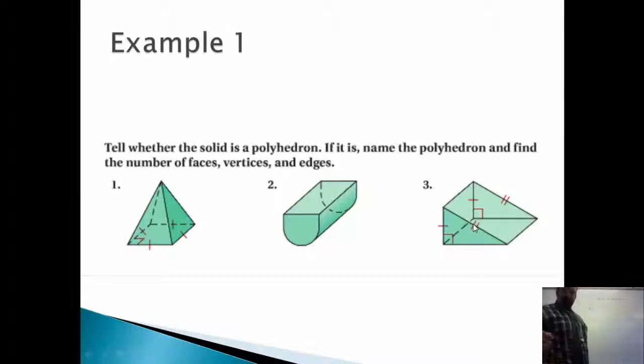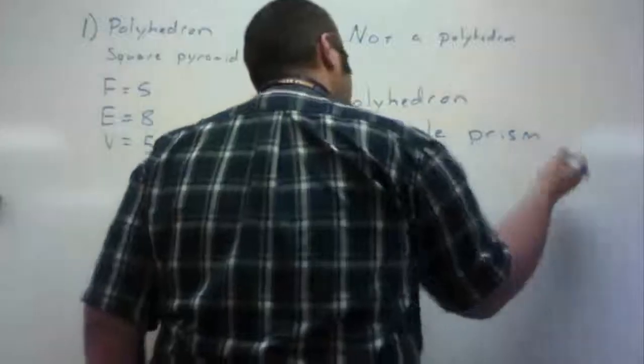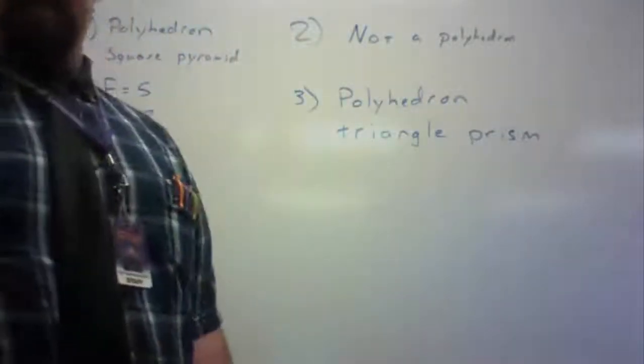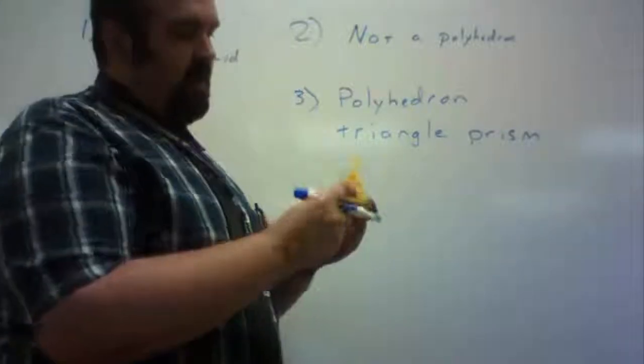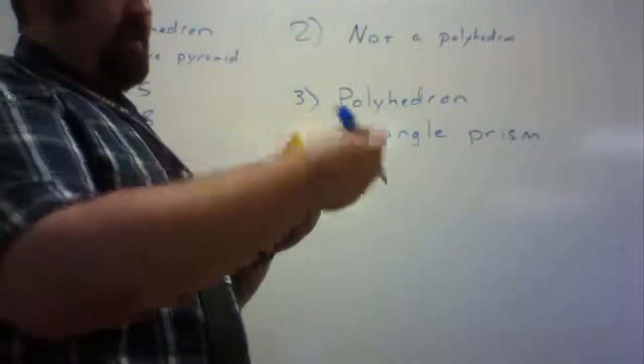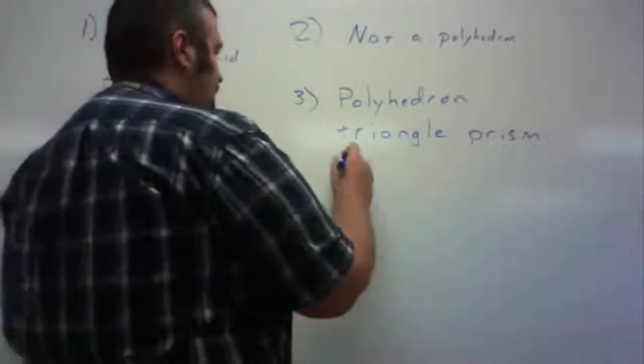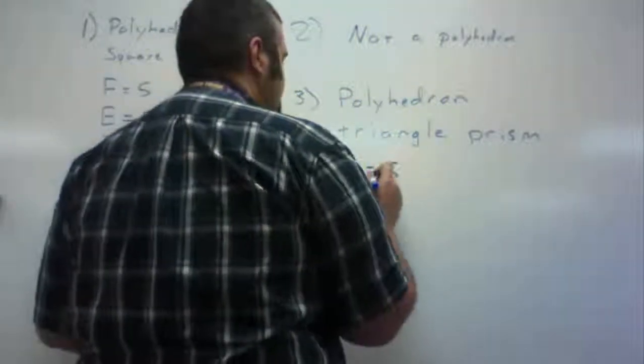So wait, triangle base connected to triangle base connected by quadrilaterals. It looks like this. So I'd call it a triangular prism. Now, how many faces does it have? 1 front and back, and then 3 around the edge. So I count 5 faces.